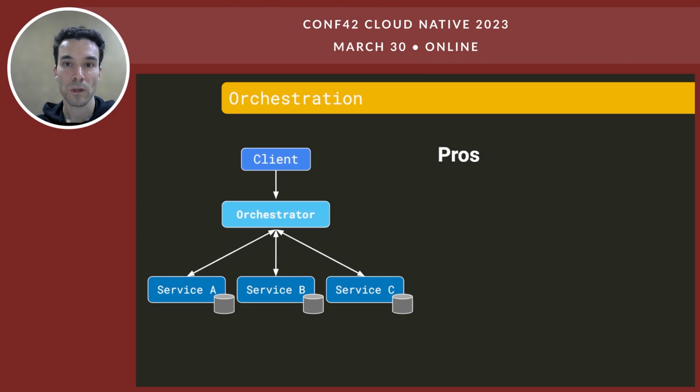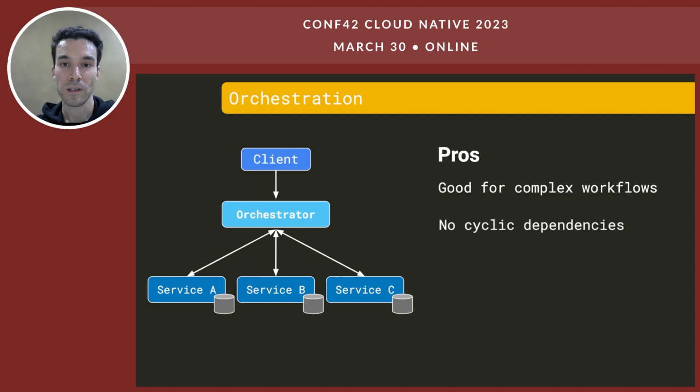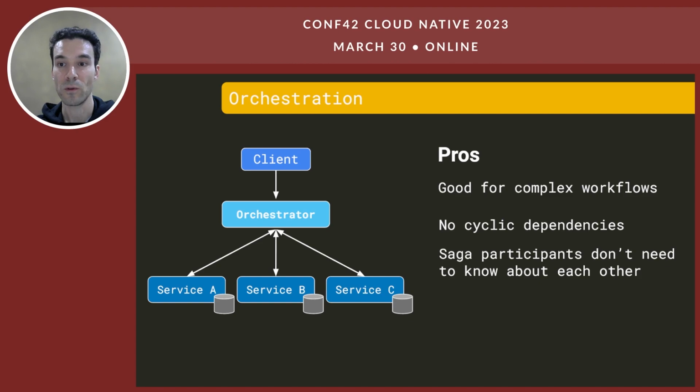Now let's review the orchestration pattern and its benefits. It's really good for complex workflows involving many participants, or new participants added over time. It doesn't introduce cyclical dependencies because the orchestrator depends on the Saga participants. Saga participants don't need to know about commands for other participants, so there is a clear separation of concerns, and it simplifies business logic.